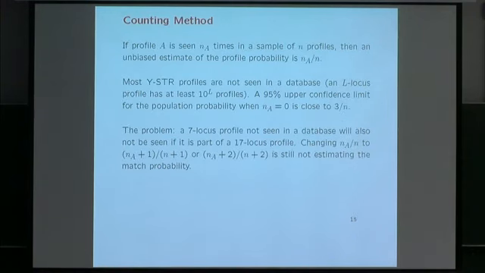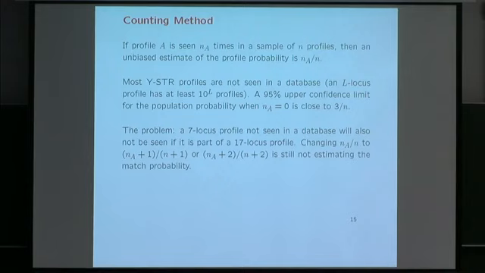So what can we do? The usual way is to get an evidentiary profile and see if we've seen it before. Look in a database. If we've seen it this number of times in a database of that size, then an unbiased estimate of the population proportion is just the ratio, the sample frequency.